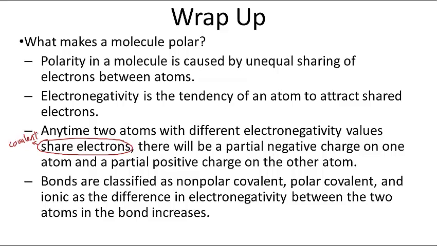And their bonds can be classified as nonpolar covalent, polar covalent, and ionic, as the difference in electronegativity between the two atoms in the bond increases. So with nonpolar covalent, there's a very small difference in electronegativity. Polar covalent is nonmetals with a larger difference in electronegativity. And ionic is metal and nonmetal, and they have large differences in electronegativity. So electronegativity can really help you understand how atoms are going to come together to form a bond.